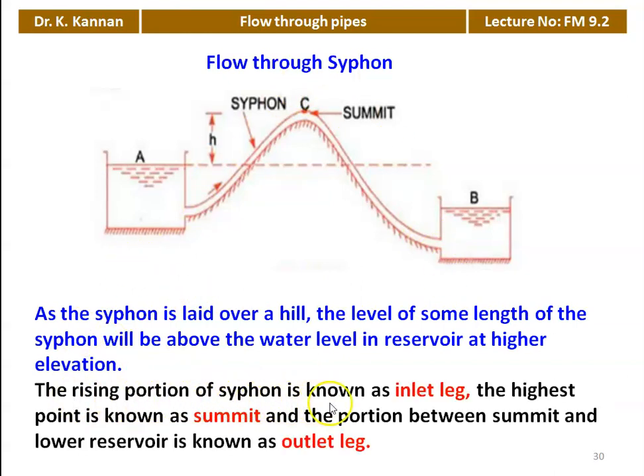The rising portion of the siphon is called the inlet leg, and the highest point is known as the summit, and the portion between the summit and the lower reservoir is known as the outlet leg. So this is the inlet leg, this highest portion is the summit, and this is the outlet leg, connecting the highest portion and the lower reservoir.